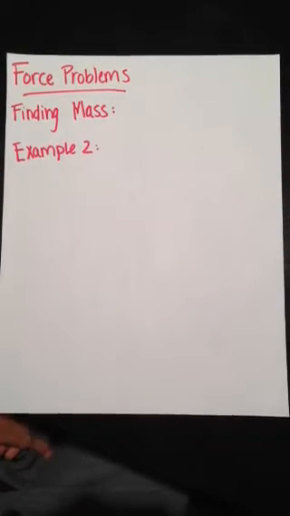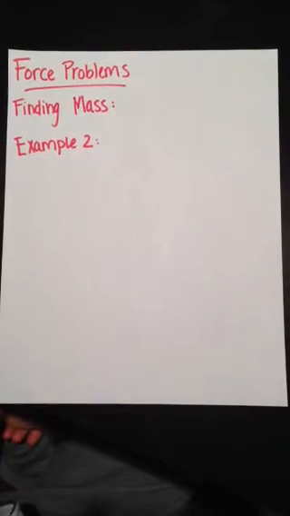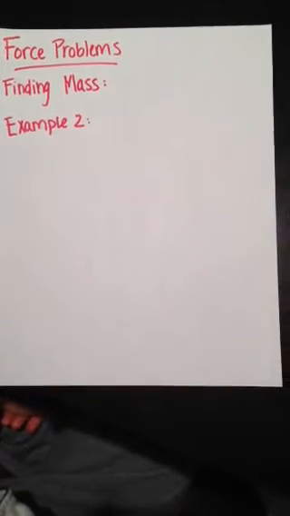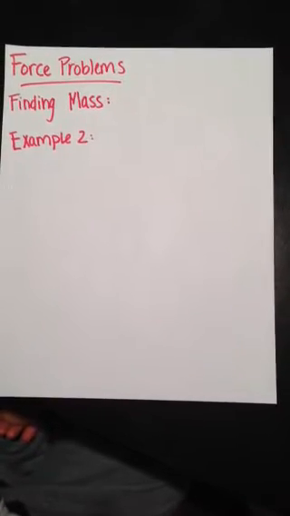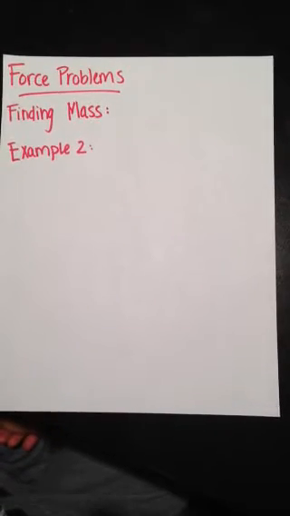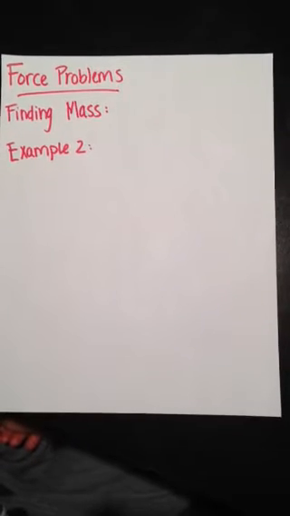All right, we have another force example. This one we're going to try to find mass. So example number 2: Marty decided to move the cabinet in his dining room. Marty stood on one side and pushed left with a force of 30 newtons, although there was 10 newtons of force of friction. If the cabinet accelerates at 0.34 meters per second squared left, what is its mass?